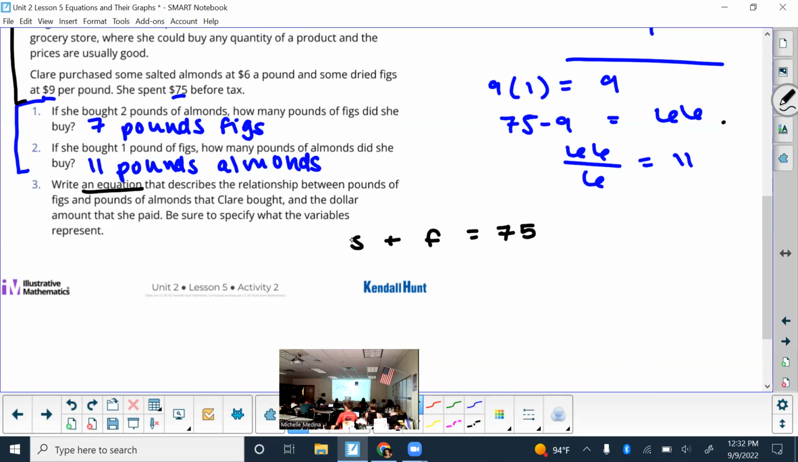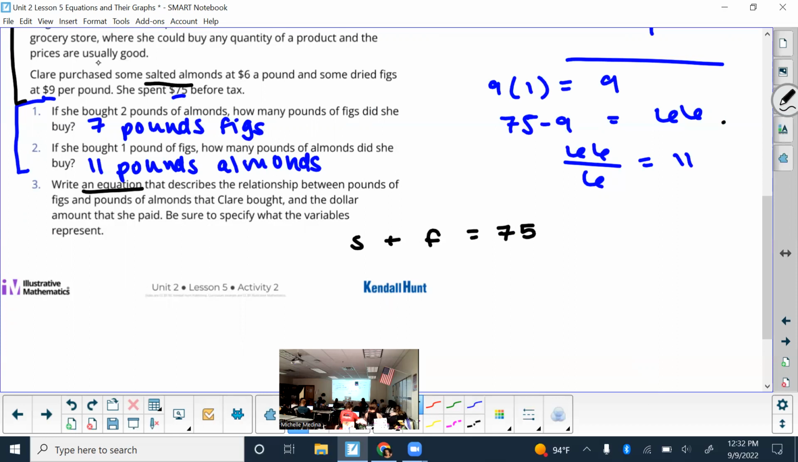S would represent pounds of salted almonds, and F would represent pounds of figs. Would that give me the dollar amount that it costs? So what else needs to be in my equation?